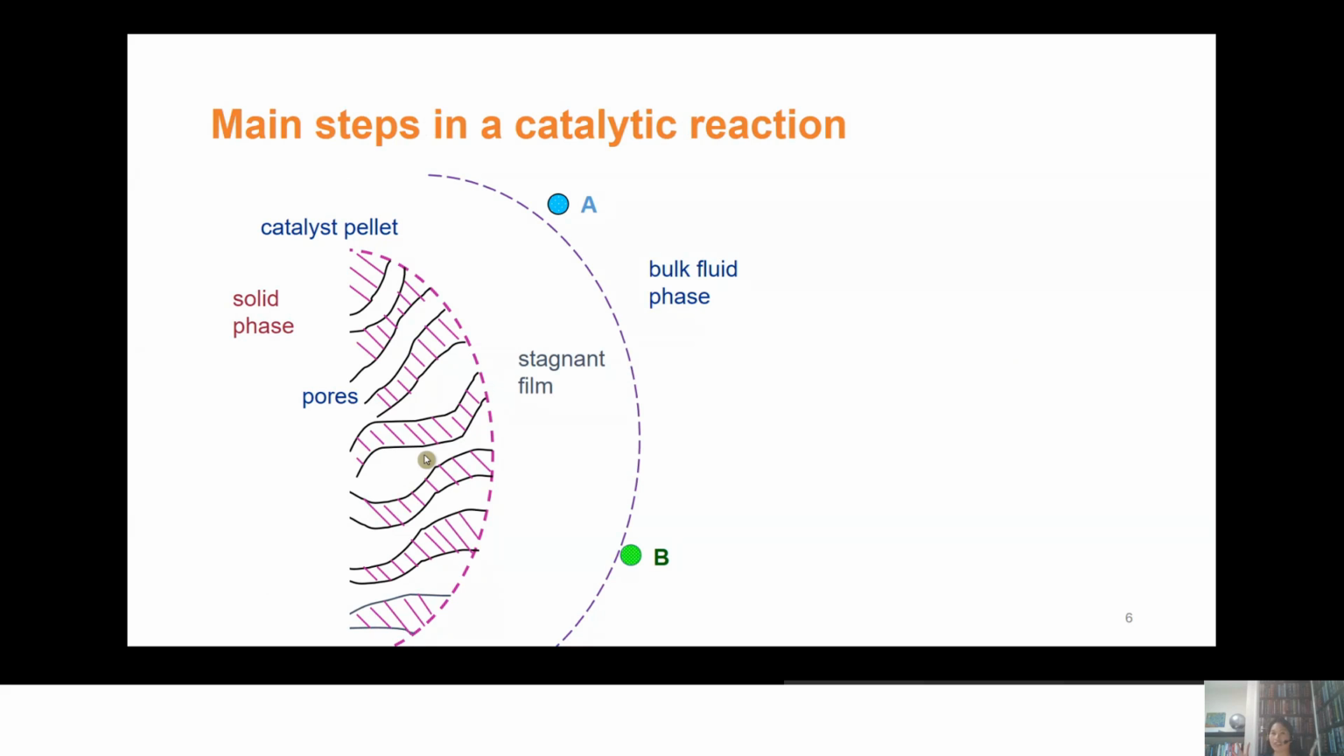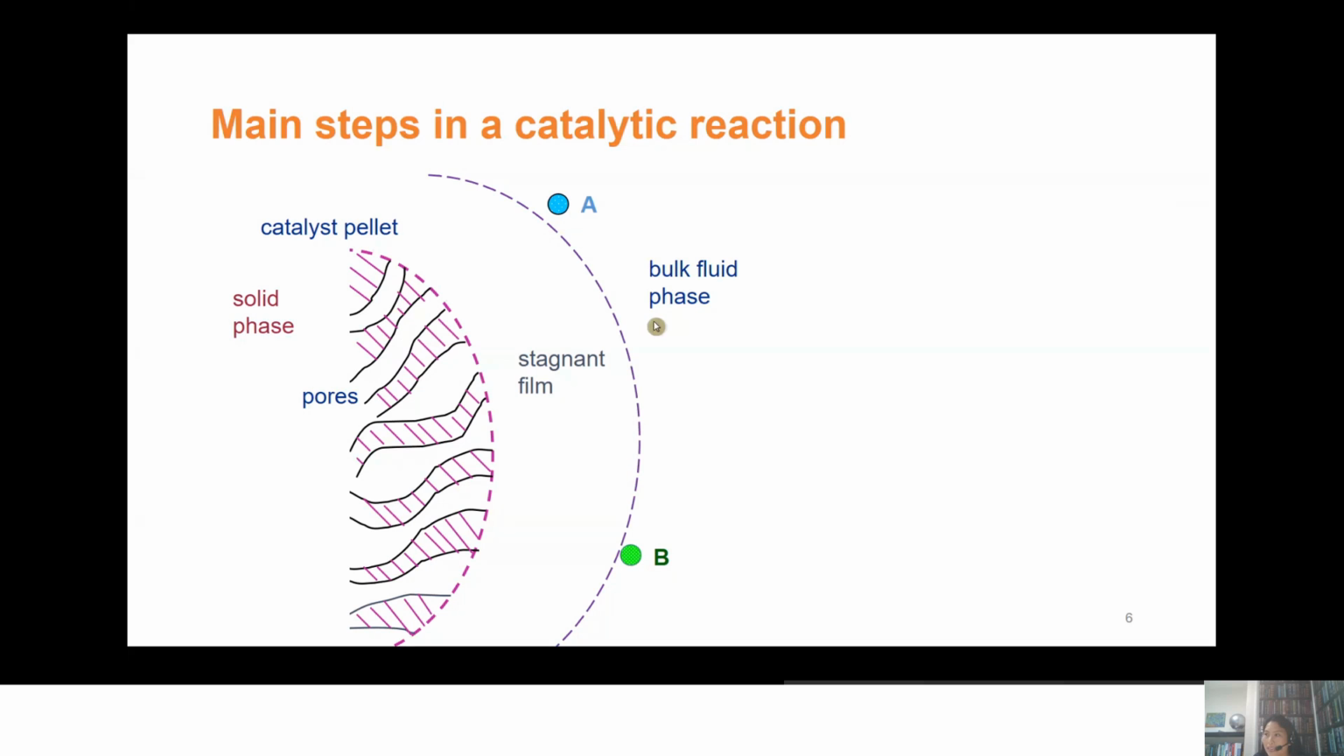Okay, so this is just a different view. This is our solid phase, which is the catalyst pellet. Here you can see the pore channels where internal diffusion is happening. Next to the external surface of the pellets, we have our stagnant film. Using stagnant film theory, we will assume that all of our external diffusion is just taking place here. There's no diffusion in the bulk phase, so there is uniform property throughout the bulk phase. Here A is our reactant and B is the product.